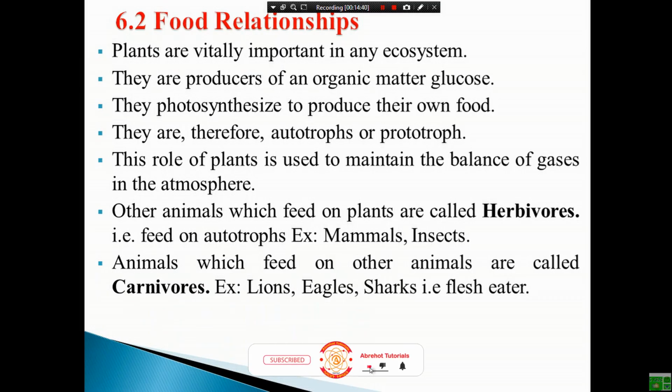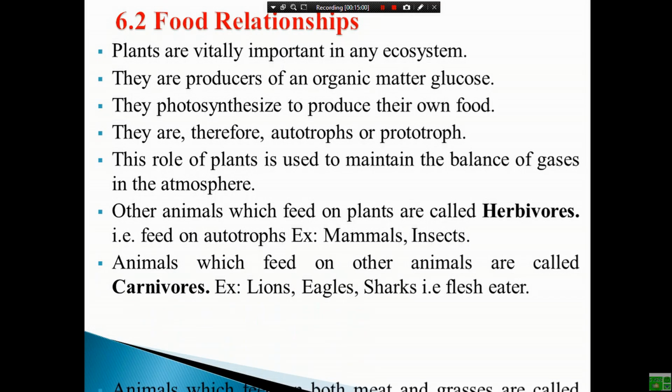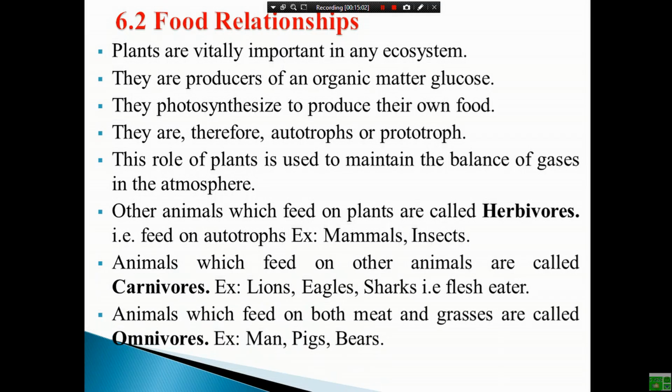Animals which feed on other animals are called carnivores, as examples lions, eagles, sharks, or flesh eaters. They are called flesh eaters, which are known as carnivores, like predators. They feed on flesh. Animals which feed on both meat and grass are called omnivores.